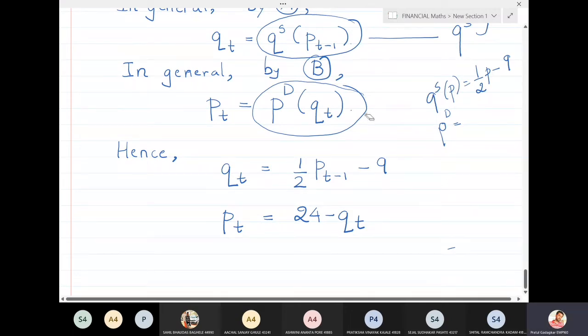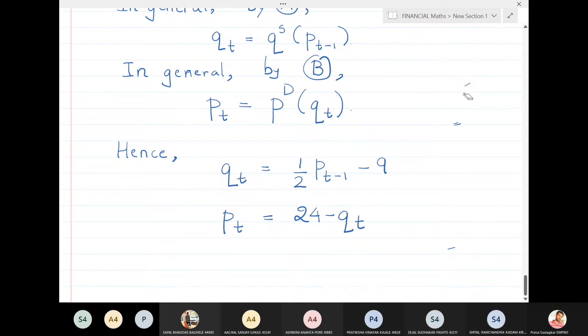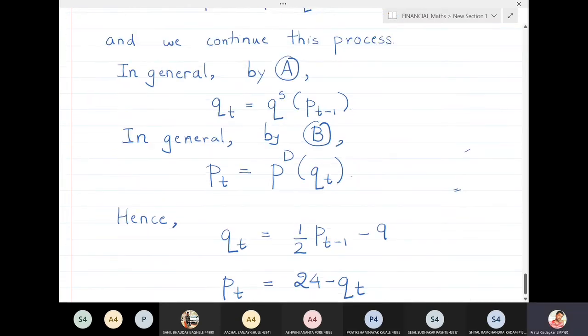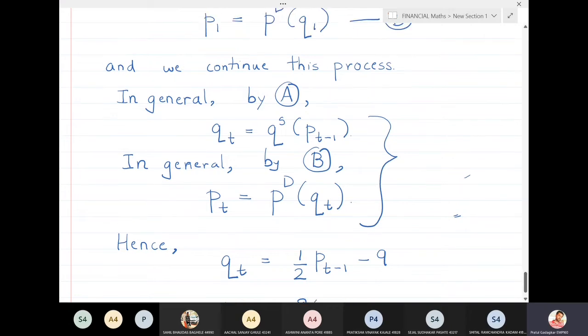Okay. So for a given Cobweb model, remember that these two things will always be used. Any Cobweb model problem, whenever you get a problem related to the Cobweb model, you will first find the supply function, then you will find the inverse demand function, which we have obtained above.